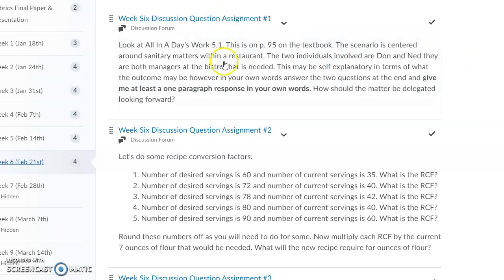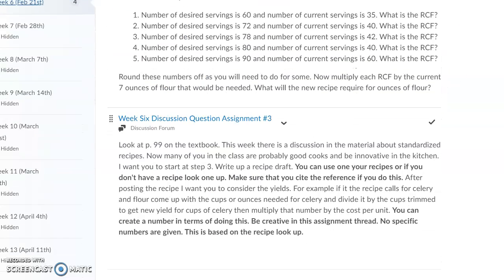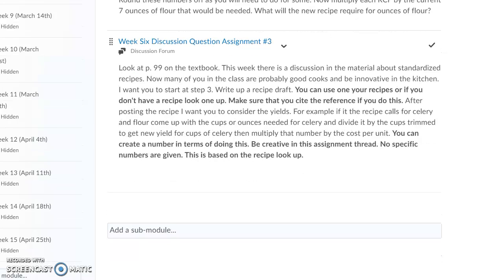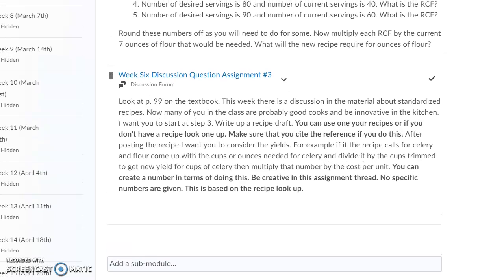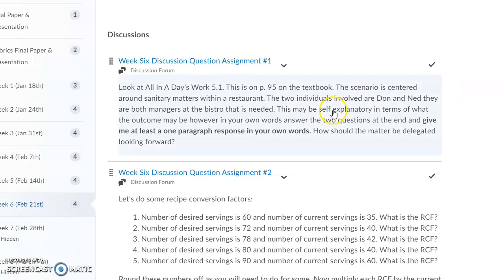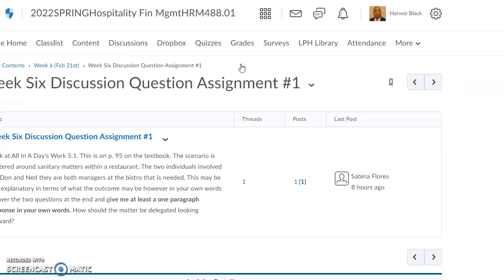As you can see, we have 3 of them, and I already gave you the due dates of these. And so you would click on that, and then you would actually give your initial response within that assignment thread. Again, there's a lot of you that have already comprehended this, quite a few of you, but there may be some that have some questions, that may need a little guidance when it comes to this.